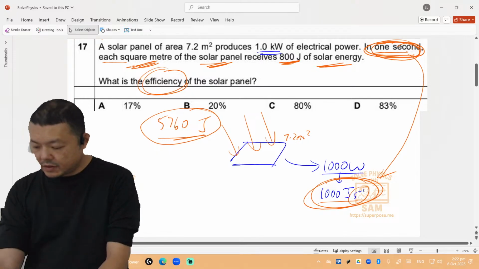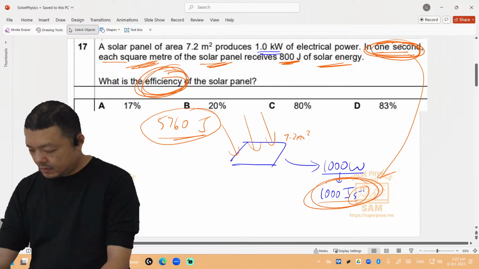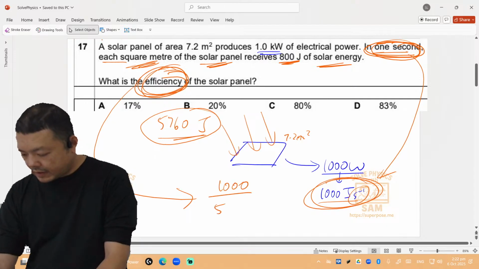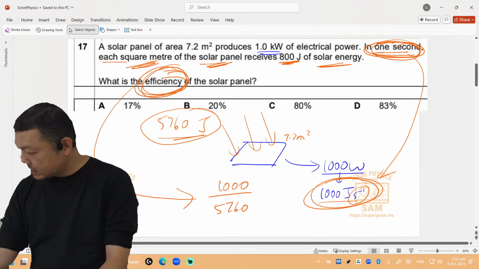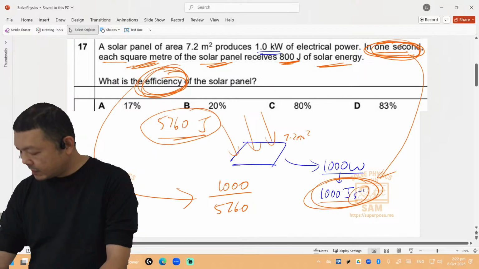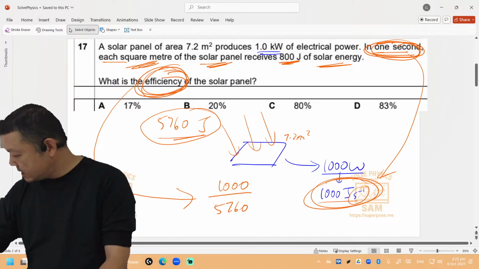So what's the efficiency? I don't know. I don't want to care about the answer. You just tell me how to calculate the efficiency. 1000 over 5760. Yeah, I was waiting for you to say that. Okay? So 1000 over 5760, and how much would that be?